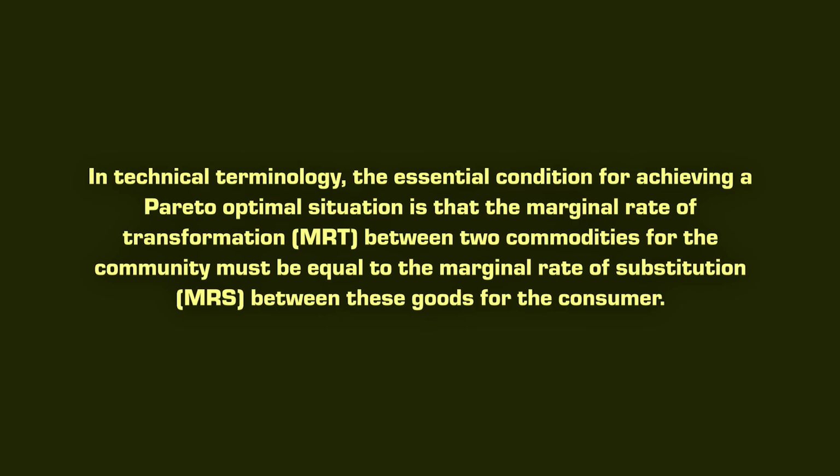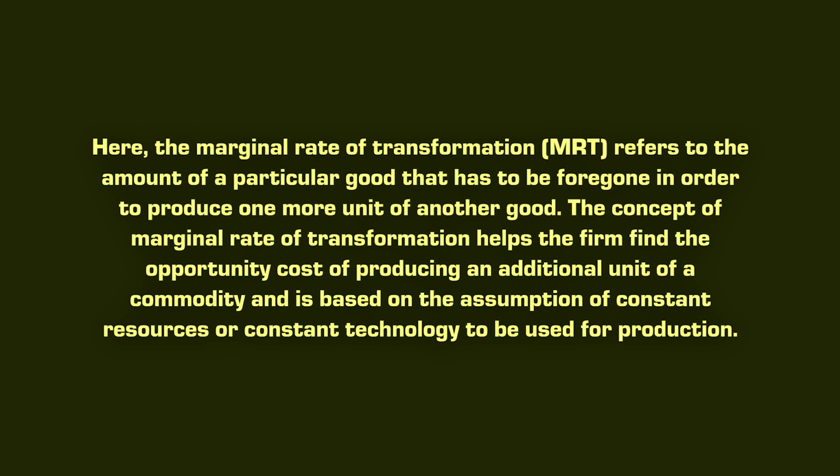In technical terminology, the essential condition for achieving a Pareto optimal situation is that the marginal rate of transformation between the two commodities for the community must be equal to the marginal rate of substitution between these goods for the consumer. Now here, the marginal rate of transformation, which is MRT, refers to the amount of a particular good that has to be foregone in order to produce one more unit of another good.